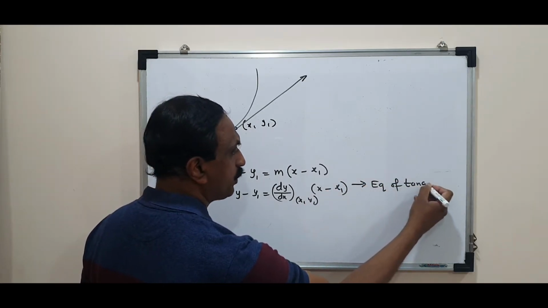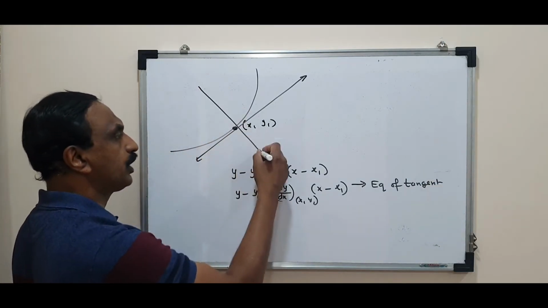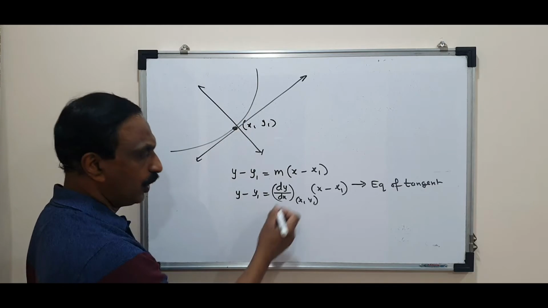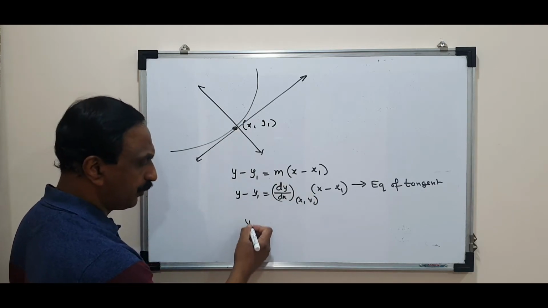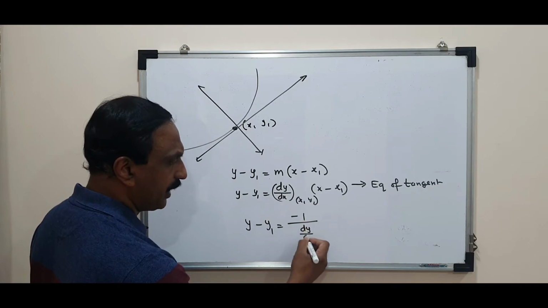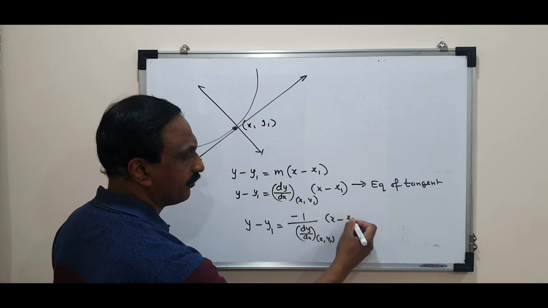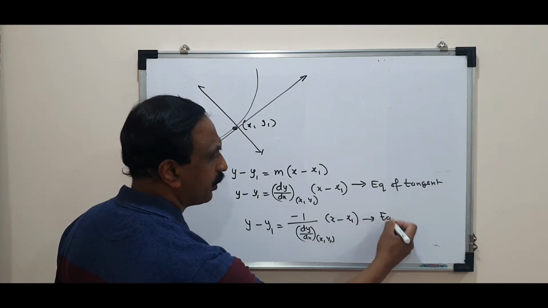So naturally, the equation of the normal will have only one difference. The point for the normal also remains the same. Only the slope will change. Hence, the equation of the normal will be y minus y1 is equal to minus 1 upon dy by dx at x1, y1 into x minus x1. This will give you the equation of the normal.